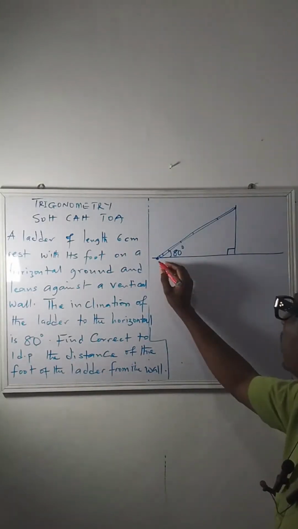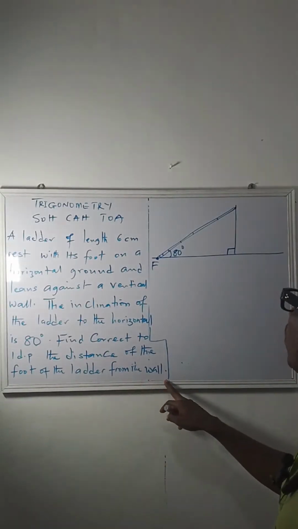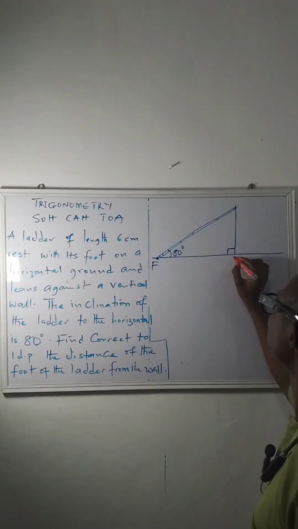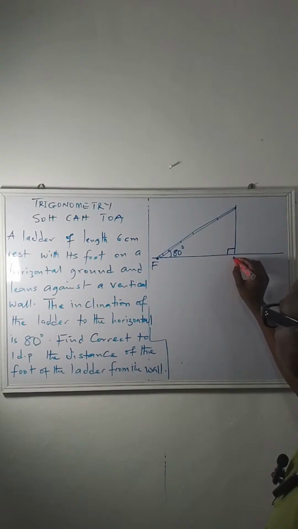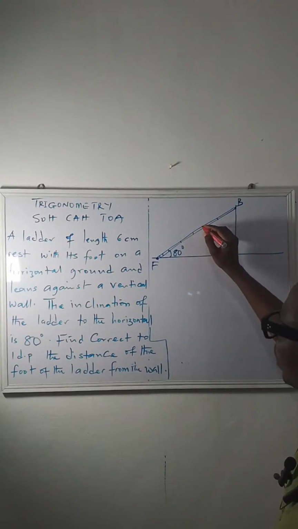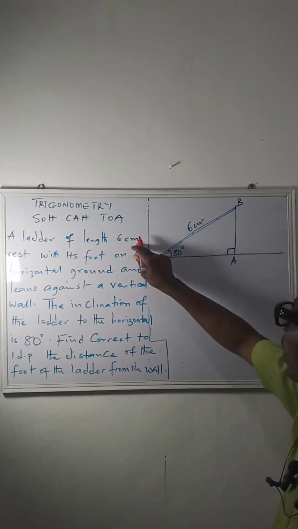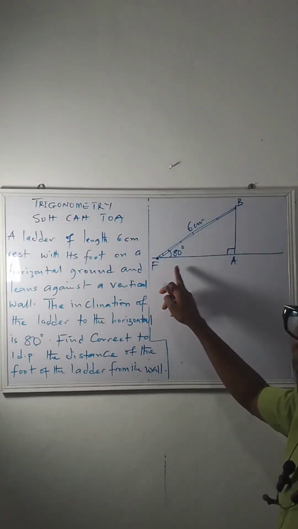Now the question is, calculate, correct to 1 dp, the distance of the foot of the ladder, let's represent it with F, from the wall. This is the wall. So we just want to get this. Let's call this one A and this one B. Now the length of the ladder has been given to be 6 centimeters. You have that on the board. So we want to get length FA.